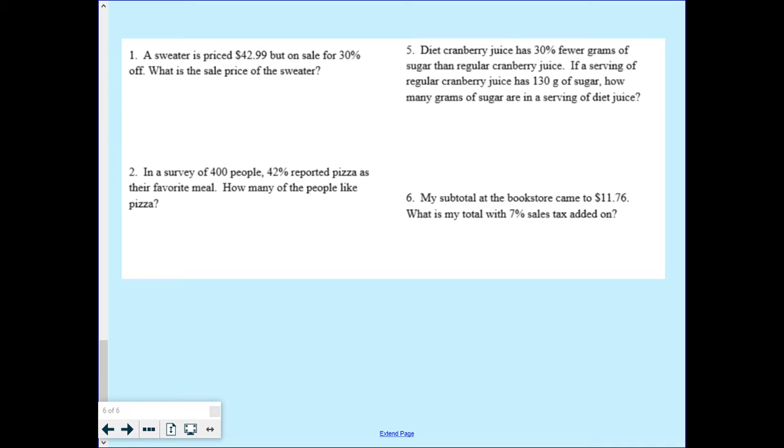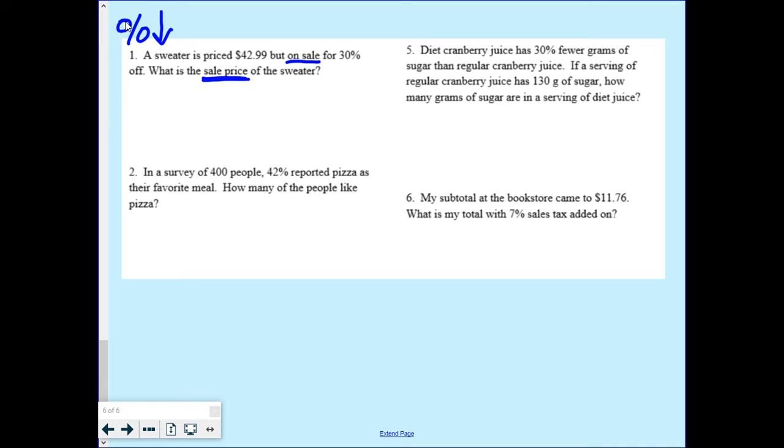Question 1 says a sweater is priced at $42.99, but it's on sale for 30% off. What's the sale price of the sweater? Again, the first thing I do is determine what type of problem it is. Because it's on sale, and because I want to know the sale price, this is not just a percent of. I'm not just finding the discount. This is going to be a percent decrease problem.